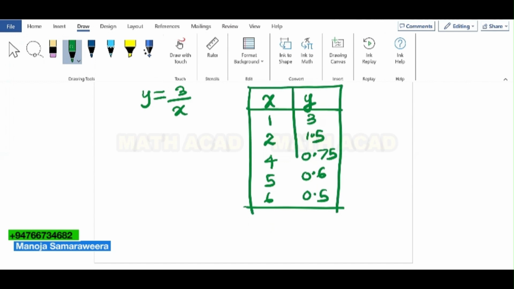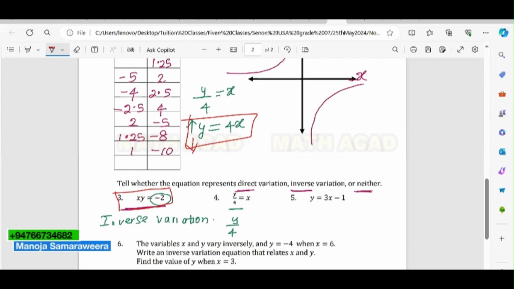It is an inverse. Inverse variation. Good. Inverse variation. Okay. Then what about this relation? Neither.